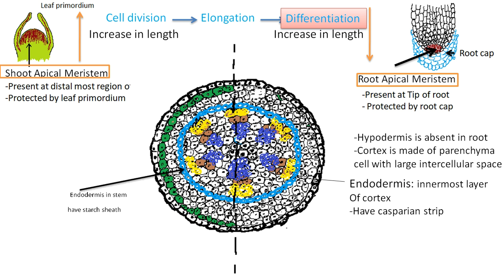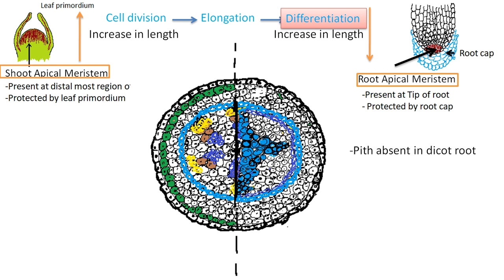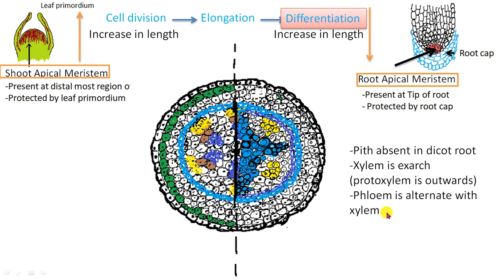In the case of stem, it has a starch sheath. Pith is generally absent in the root, dicot root particularly. If you see the xylem, most of the region is occupied by it, where small xylem vessels, the protoxylem, are present toward the outer side. This condition is called exarch. The phloem alternates with the xylem, and this type of arrangement is called the radial arrangement.